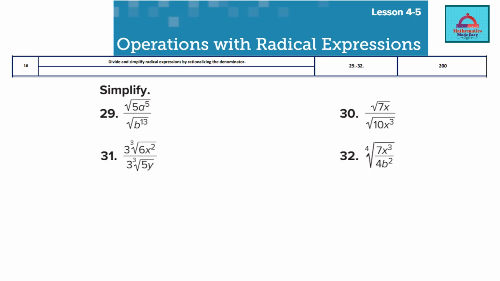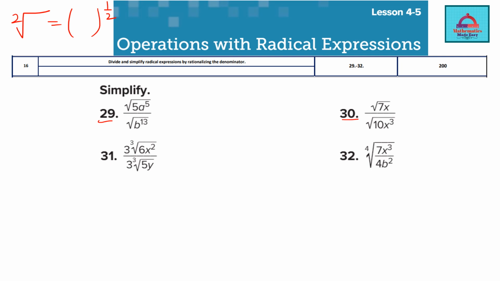Okay, let's now do operations with radical expressions, lesson 4.5. Here we need to divide and simplify rational expressions by rationalizing the denominator. If you see carefully, questions 29 and 30 have square roots. So it has the radical sign, no number is mentioned. If no number is mentioned, it is a square root, written in this way, and in exponential form this way.